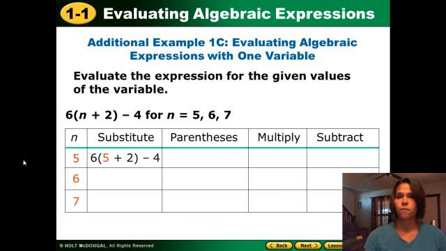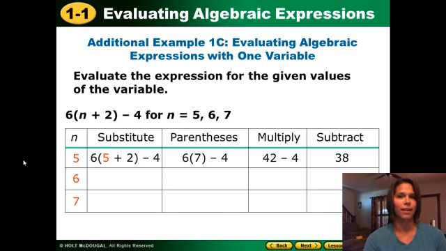So the first thing for n equals 5 is I'm going to substitute. Order of operations tells me to solve parentheses. 5 plus 2 is 7. Order of operations then tells me to multiply. 6 times 7 is 42. And the last step is to subtract 4 to get 38.